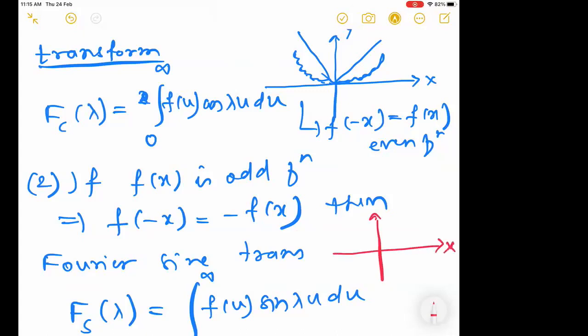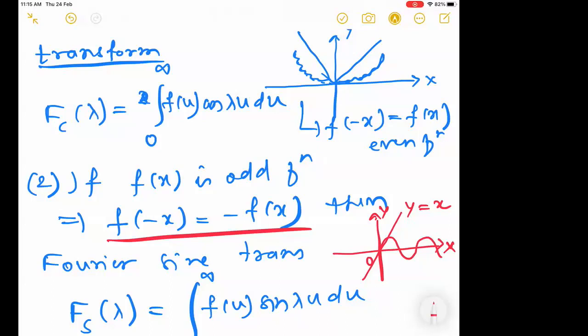Cosine is the even function, sine is the odd function. Sine function, you know, this graph is existing. Or if you have the straight line like this, y is equal to x, is a straight line whose answer is f of minus x is equal to minus of f(x).